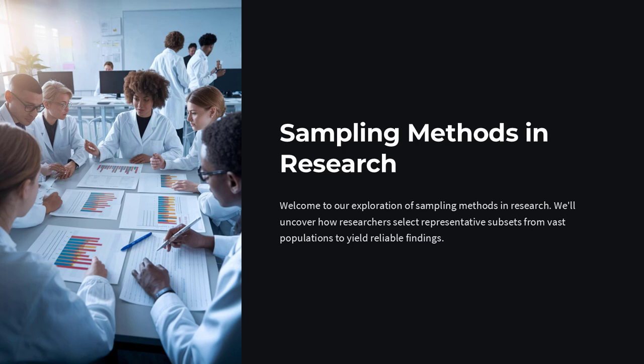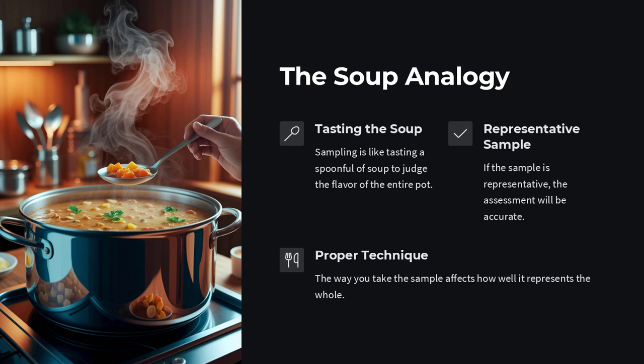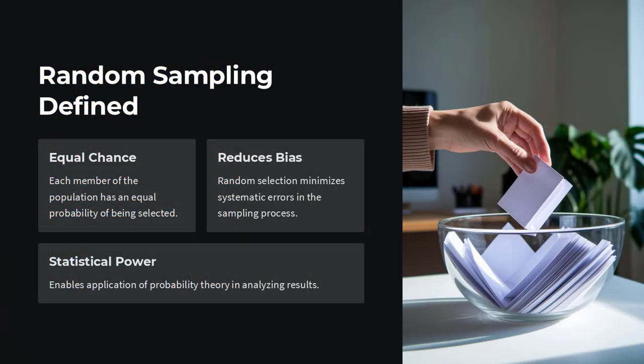Sampling methods in research: random, stratified, and more. How does one select a representative subset from a vast population to yield reliable research findings, and what roles do random, stratified, and other sampling techniques play in ensuring the validity of conclusions drawn from limited data?